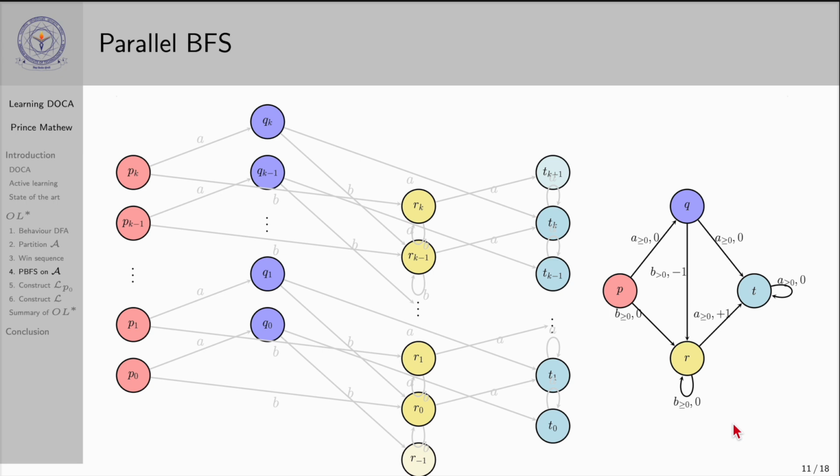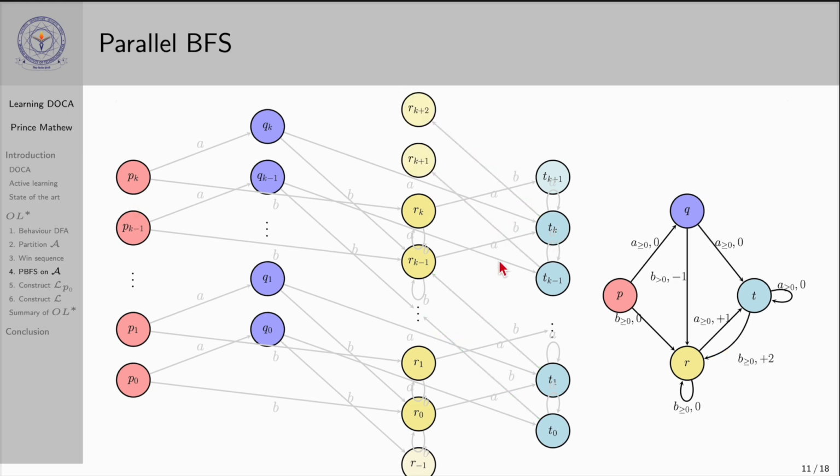Now let's say on reading a B from T0 to Tk, you reach states R2, Tk goes to Rk plus 2 or something. Then in the corresponding partial OCA, you'd have a transition from T on B, counter greater than or equal to 0, which increments the counter by 2. But it can at most be some 2 times n.